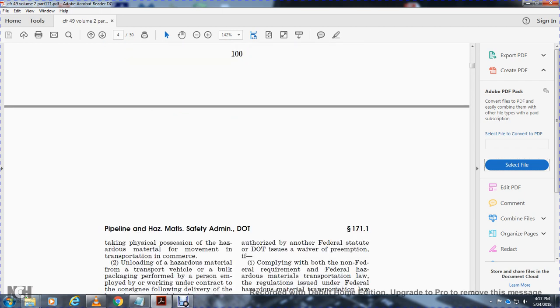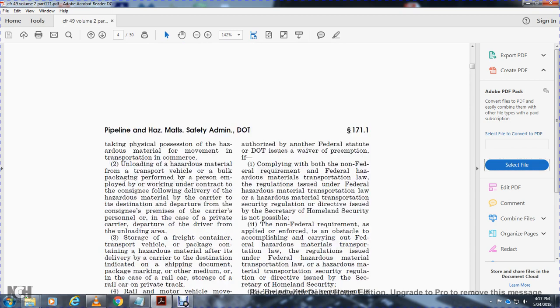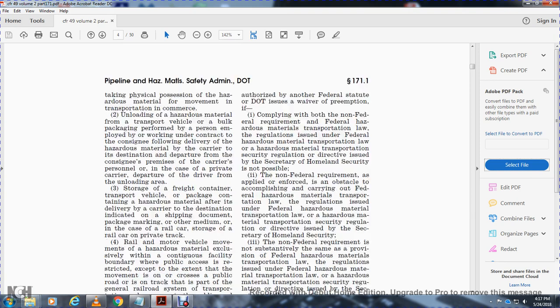Taking physical possession of the hazardous material from the movement in transportation commerce, for the unloading of the hazardous material from the transportation vehicle, for the bulking of the form, made by an employee working under the contract consigned with the delivery of the hazardous material for the carrier of the destination from the departure. The private carrier and the consigned person, when they indicate with the private carrier of the departure, for the driver from the unloading area.